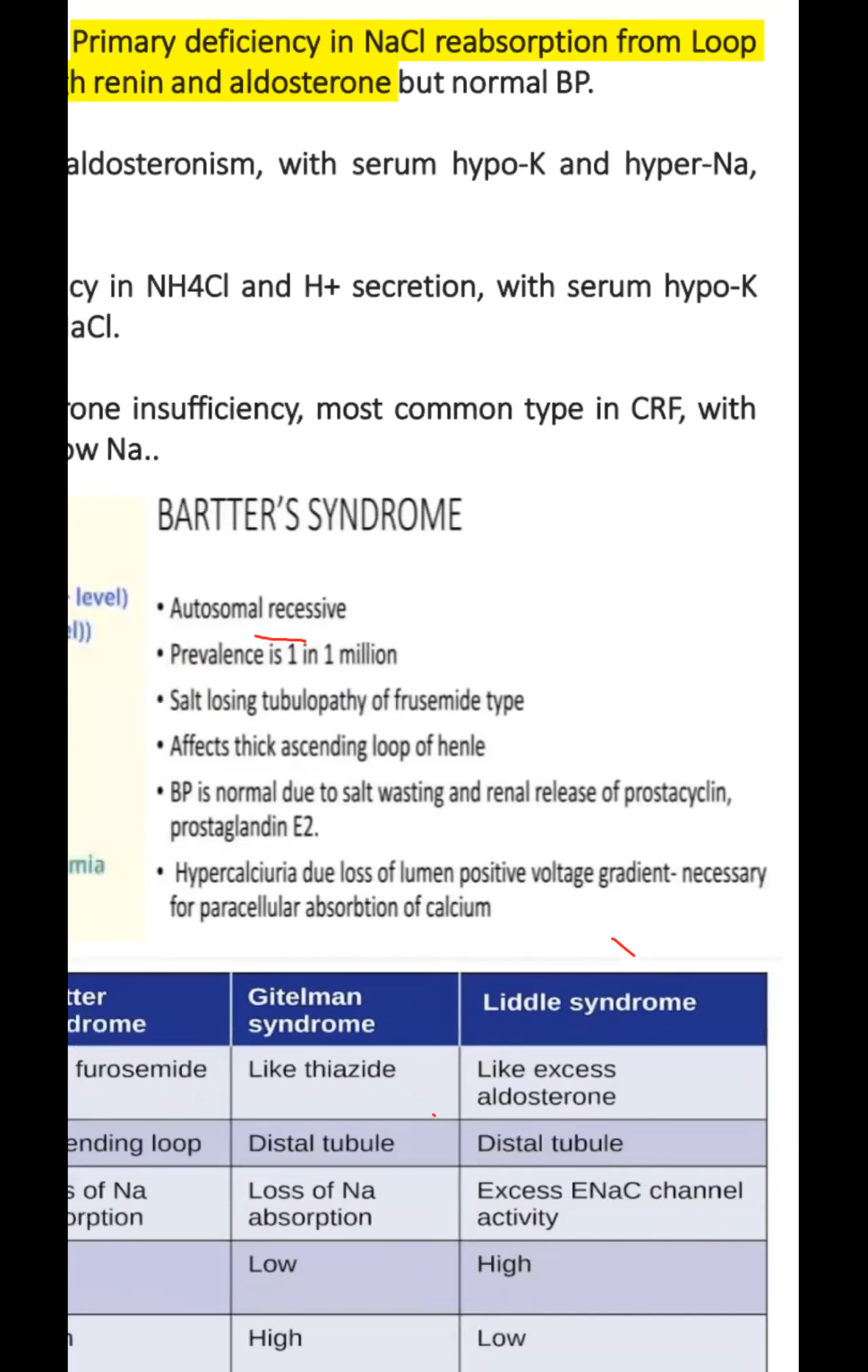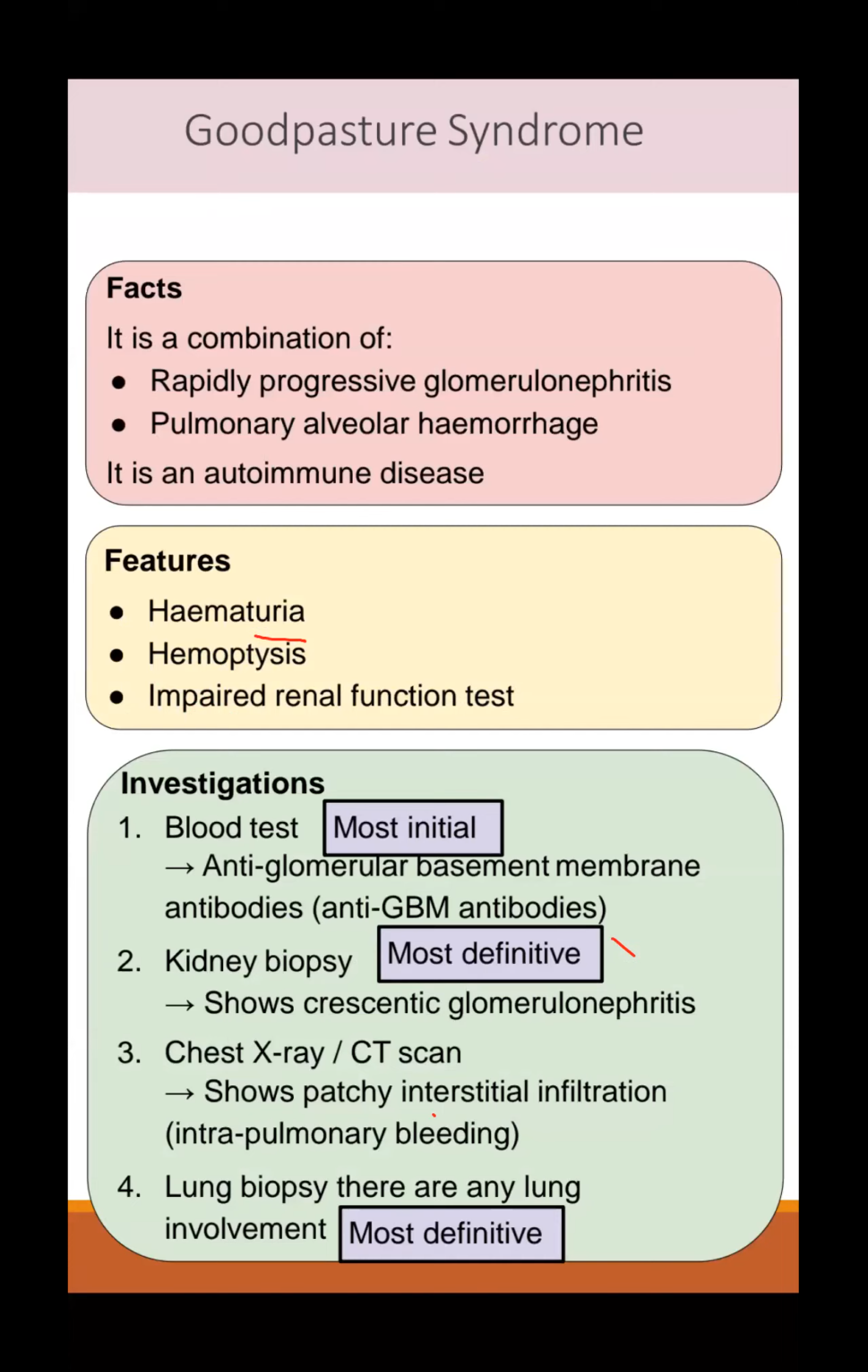Just remember in this chart, serum potassium, all are low. Okay, this way we have to remember. Goodpasture syndrome, my MOS candidates, very commonly they ask about Goodpasture. We have to remember Goodpasture: rapidly progressive glomerulonephritis and pulmonary alveolar hemorrhage. So what happened? Here's a renal and lungs problem: progressive glomerulonephritis along with pulmonary hemorrhage. So hematuria, hemoptysis. We have to do initially anti-glomerular basement membrane antibody. We have to do kidney biopsy, most definitive. We have to see crescentic glomeruli, every point.